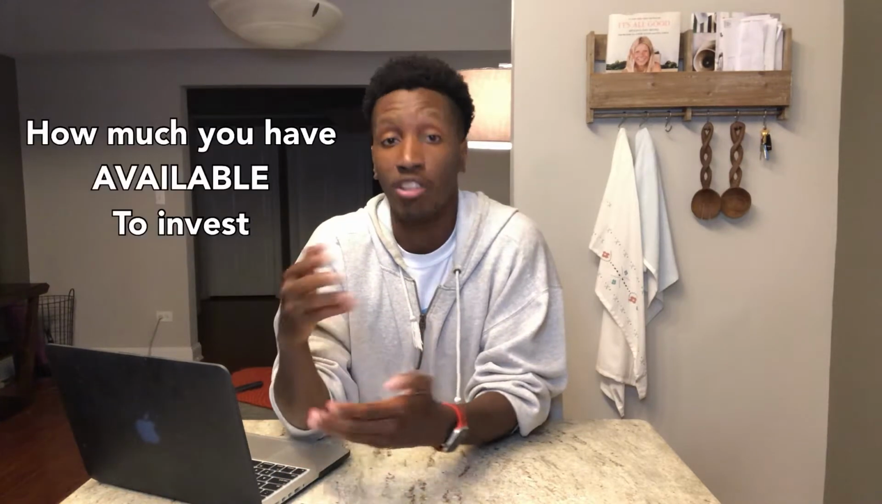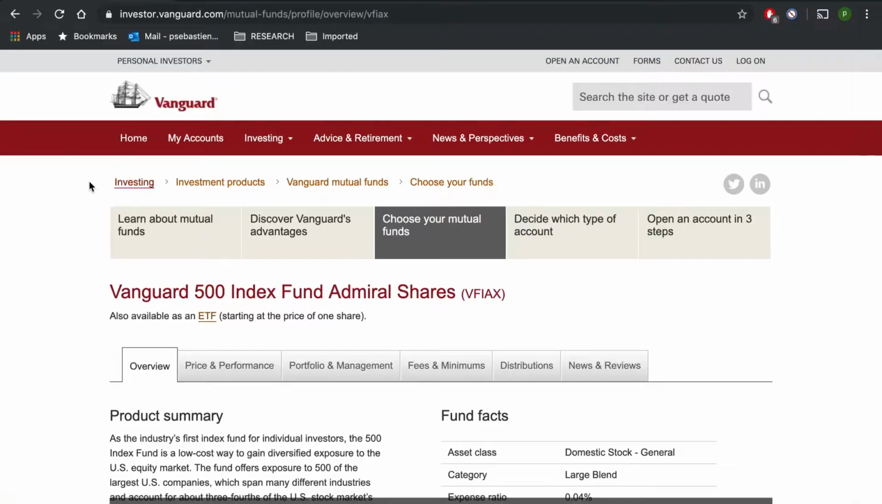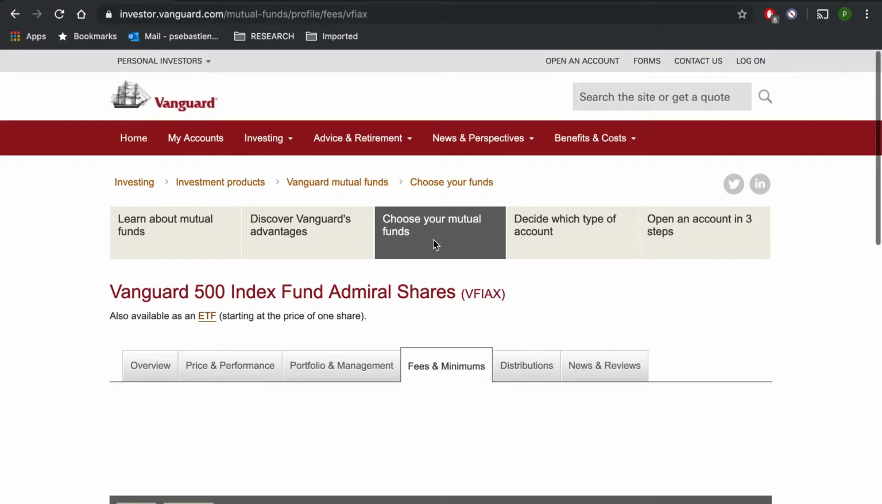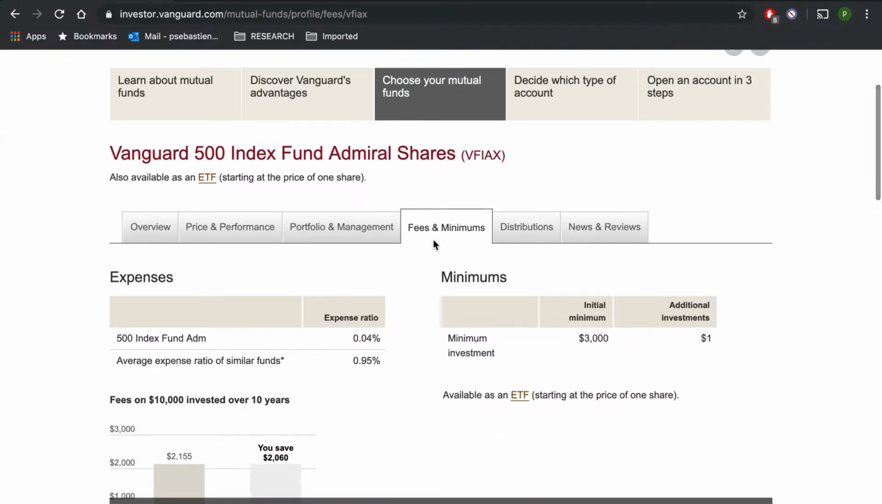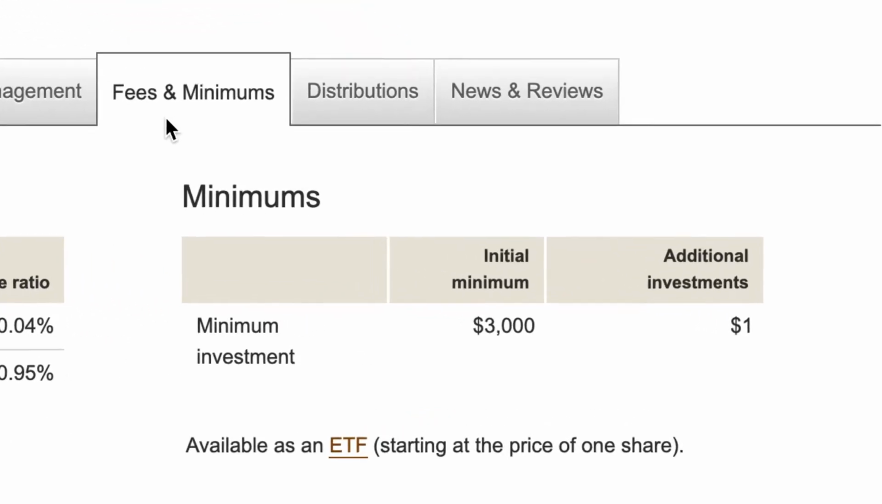And then you need to be aware of how much money you have available to invest, because some mutual funds require a minimum amount to start. So say you wanted to invest in the Vanguard 500 Index Fund Admiral Shares, which is a pretty good one that mimics the S&P 500, then you would need a minimum of $3,000 to start. Now for ETFs, because they trade like stocks, you could go on a stock exchange and buy one at the price of a share that could be a couple $100s or less.